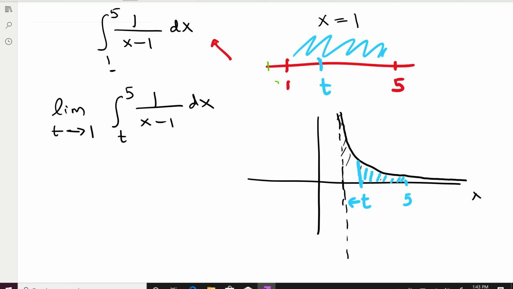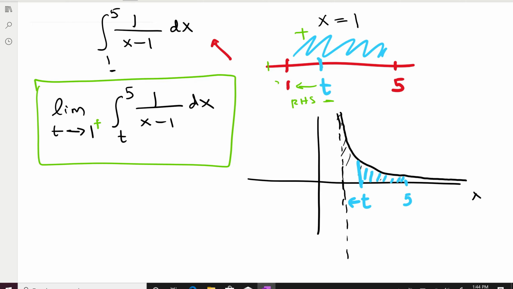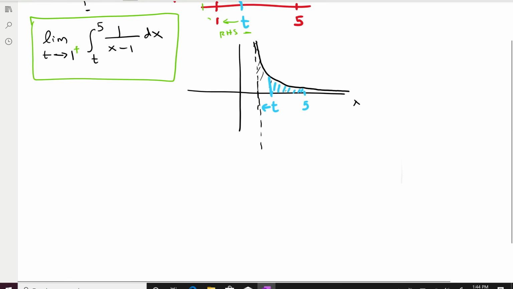So the idea here is that you place t in between 1 and 5, and you move t towards 1 from the right hand side of 1. Try to understand this. You have t on the right hand side of 1, and you move t towards 1 from the right hand side. To imply that, you put a superscript plus over 1. Plus means you're moving towards 1 from the right hand side. If you're moving towards 1 from the left hand side, you would put minus. So that's the missing piece. This is how you represent a type 2 improper integral properly with the limit idea. You always have to explicitly say from which direction you approach the discontinuity. All right, let me rewrite this and find the integral.